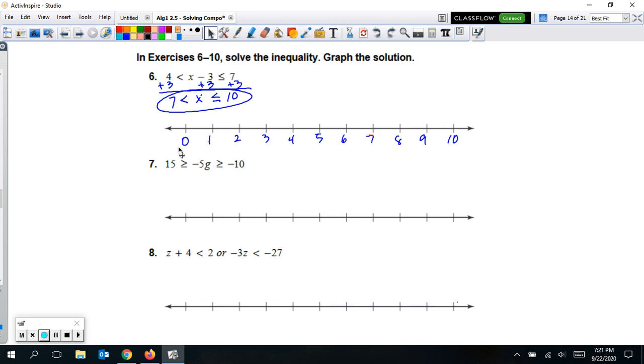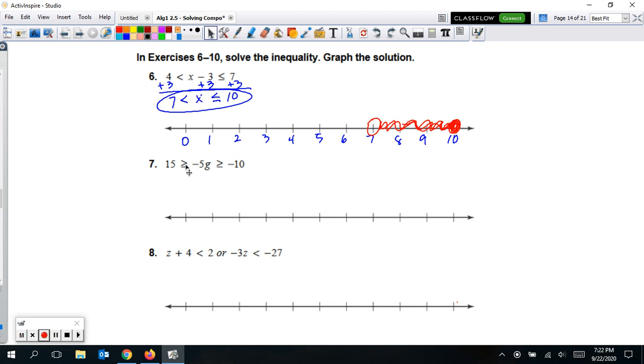As we go ahead and graph this one, we're going to put 0 all the way to 10, and go ahead and put 7 and 10 on here. Open at 7, but closed at 10, because 10 has the equal to on that one. And then we're shading it in between the 7 and the 10, because x is in between that.